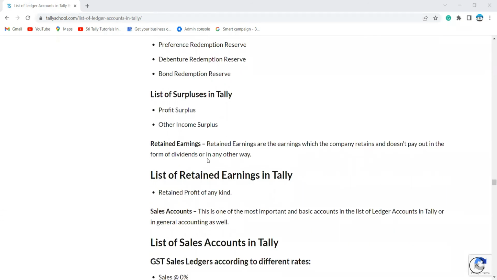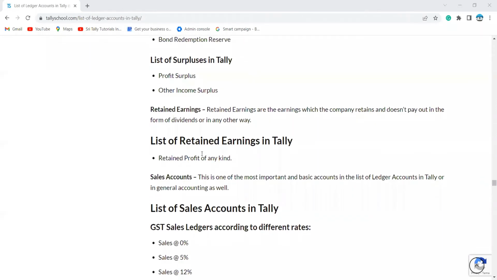What is meant by retained earnings? Retained earnings are the earnings which the company retains and does not pay out in the form of dividends or in any other way. List of retained earnings for Tally: retained profit of any kind. Sales account.